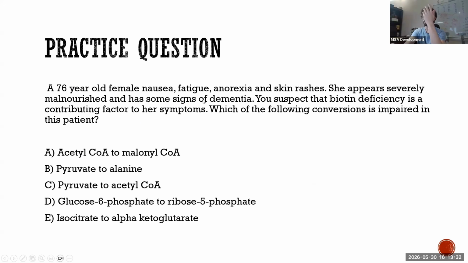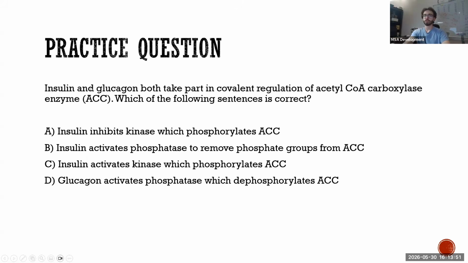Talking about a female with fatigue, anorexia, and she appears very malnourished, and we suspect a what? Biotin deficiency. Yes, you see biotin deficiency, what conversion will be impaired? First thing, the enzyme that's impaired is acetyl-CoA carboxylase, right? Okay, what conversion will it impact? Acetyl-CoA to malonyl-CoA. Last question, I believe.